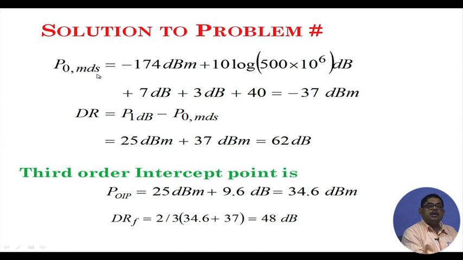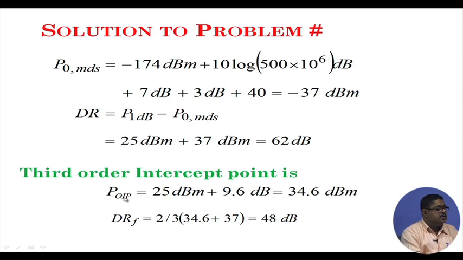We can first find out what is POMDS: minus 174, this is the bandwidth, then these are given, the noise figure, etc. So, you see that POMDS is minus 37 dBm. If any signal is minus 37 dBm, then my system detects it. So, dynamic range we can easily get, because the 1 dB gain compression point of 25 dBm is specified. I have calculated this. So, minus of minus this. So, dynamic range is 62 dB, but also calculate what is the third order intercept point, because you will have to calculate the spurious free dynamic range.